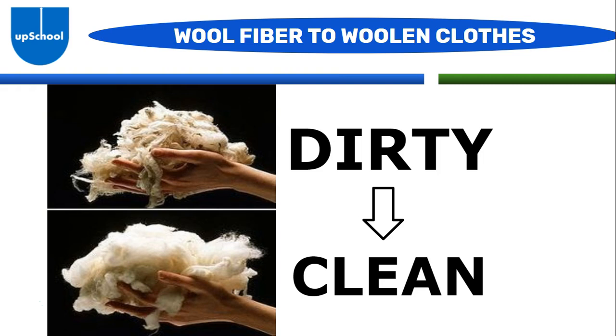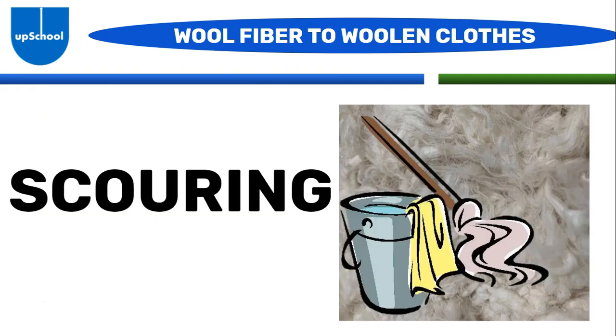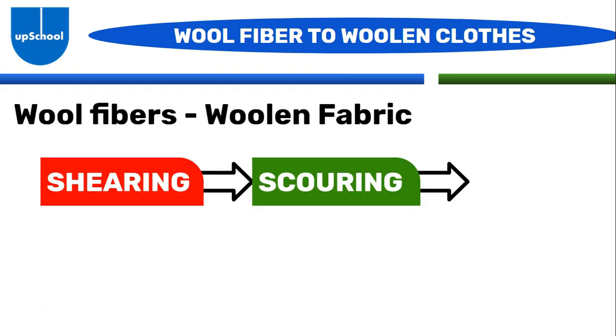So that's when the shepherd takes these wool fibers to a factory, and the factory starts to clean all this. They start to clean the fleece, or in other words, they begin the step of scouring. Scouring is the second step of turning wool fibers into woolen fabric. After cutting out all the fleece from the sheep, we wash the fleece. That's called scouring. So now that we have fleece that is nice and clean, what's next?